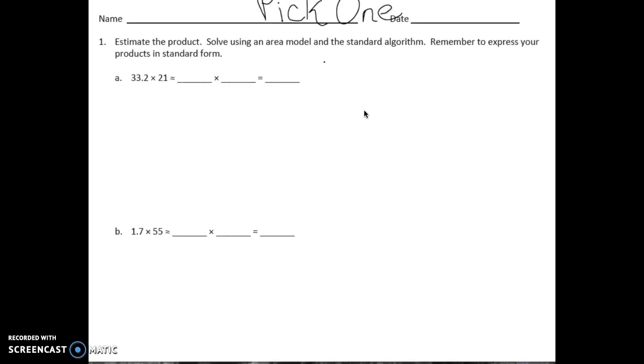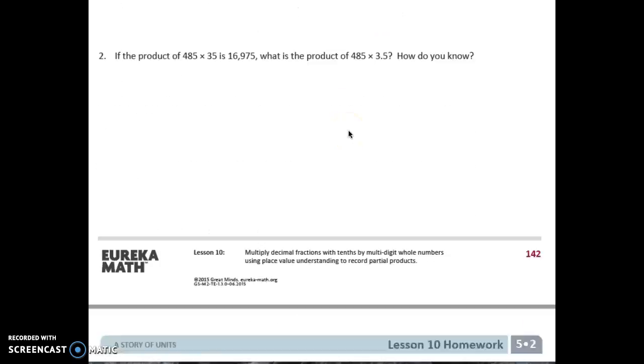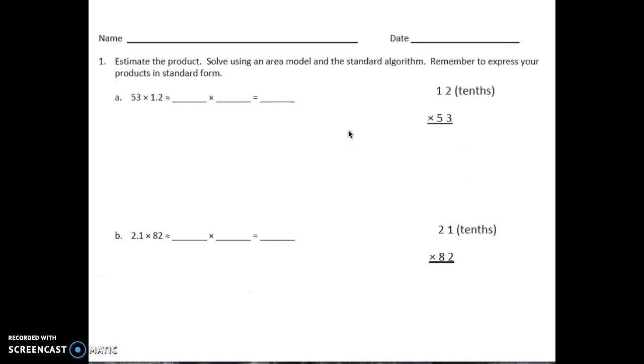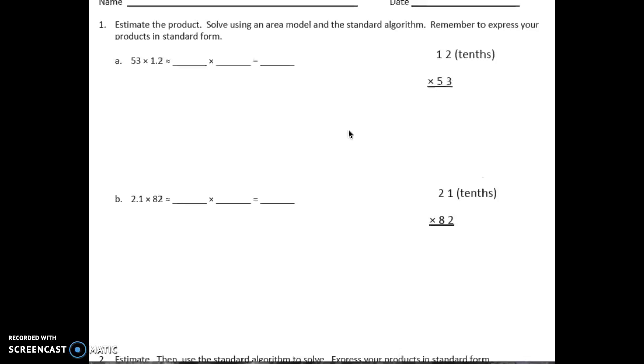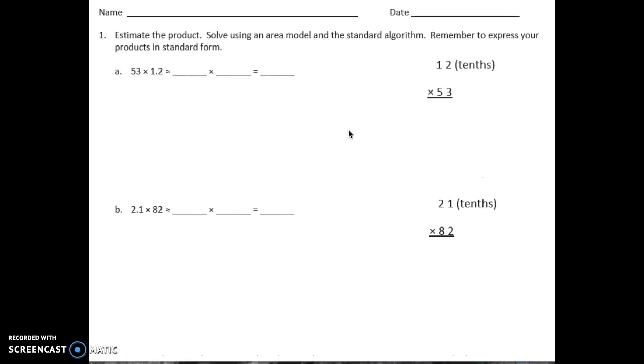So what you have for your homework this time is really similar to this. I'm going to ask you to pick one of these, and it's telling you to do the exact same thing I'm about to demo. So estimate the product, solve with the area model, and then the standard algorithm. That's what you're going to be doing for your homework, picking one of those two problems. So watch closely. Here we go.